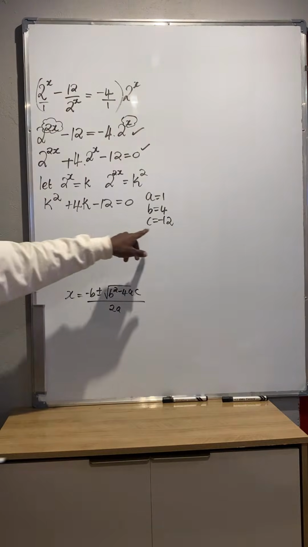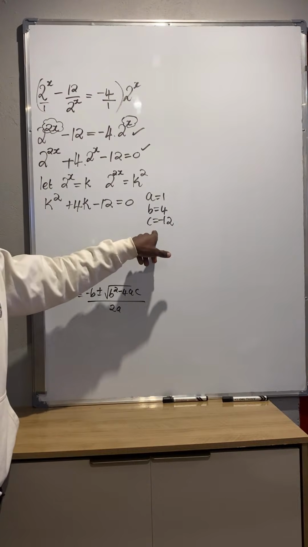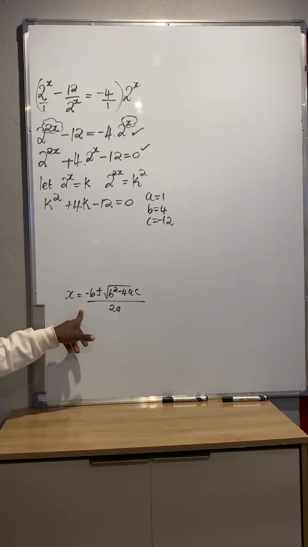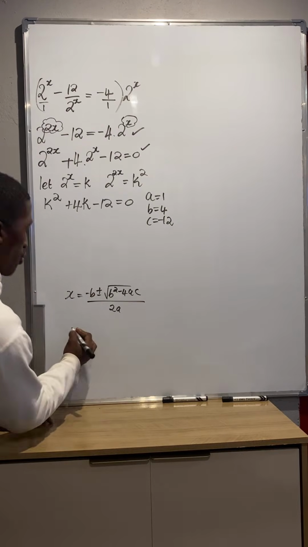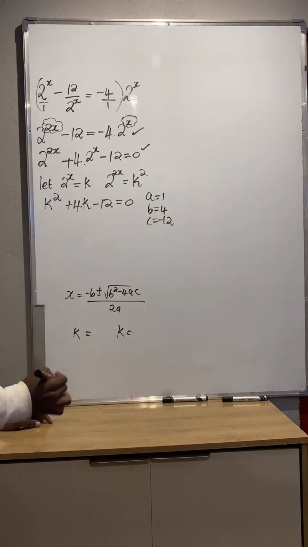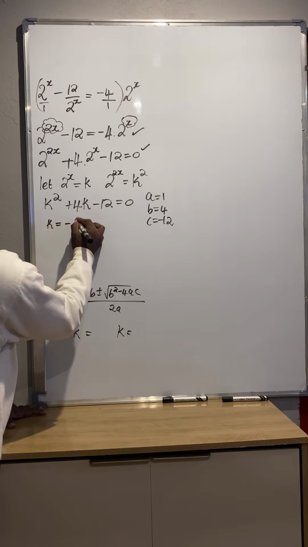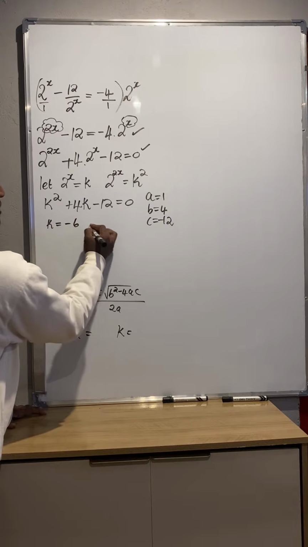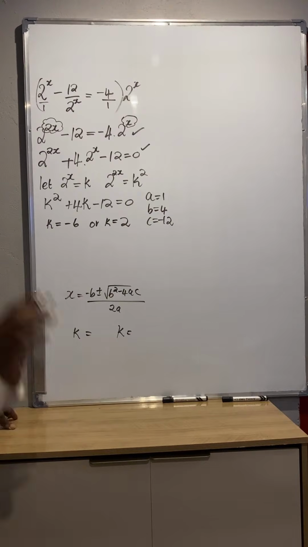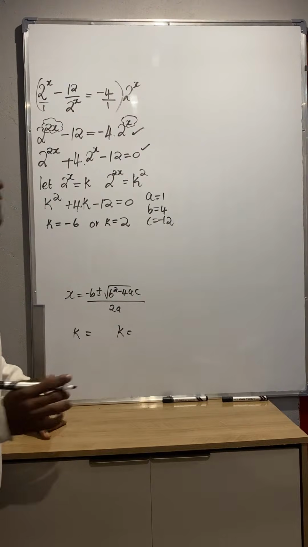But remember, if you use a quadratic equation here, this is in subject with k. So your answer that you're going to get here is not x, it's k. So the answers that you are getting here are not x values, they are k values. Therefore, you are going to find your k as negative 6, or k as 2, family.